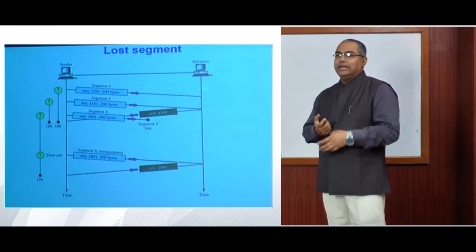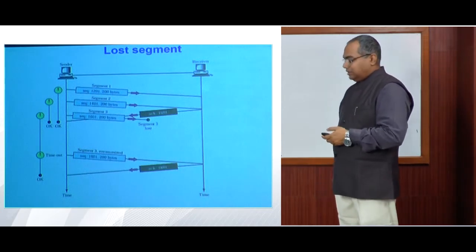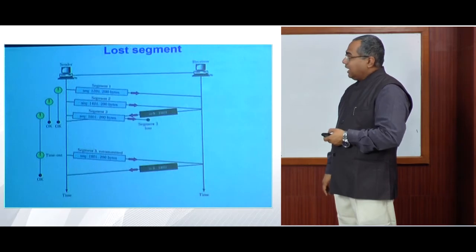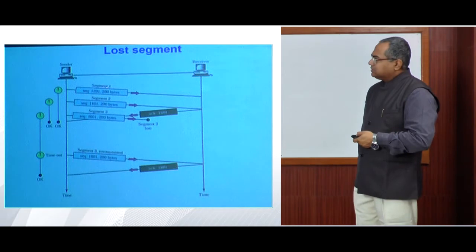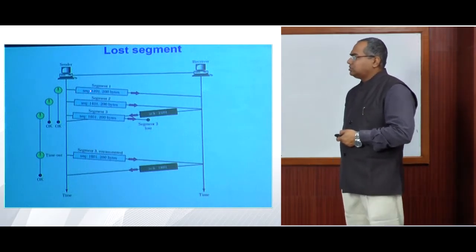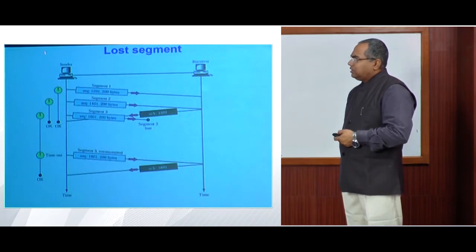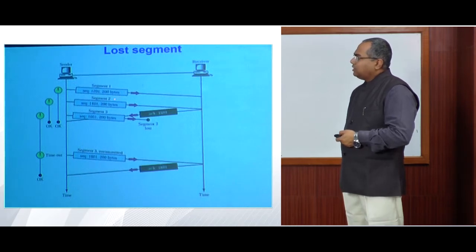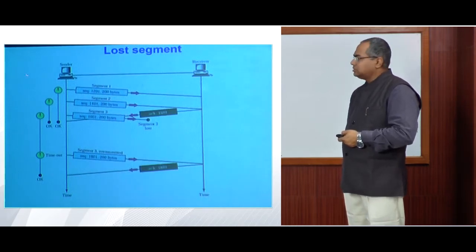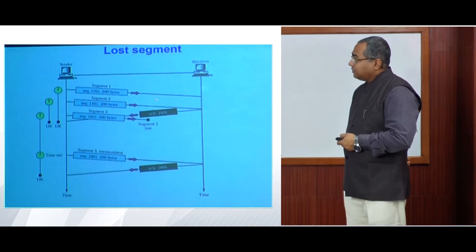Next, the next type of error control operation. This was the corrupted segment, and the next one is the lost segment. Let us discuss the same example. There are 3 segments to be sent across, with sequence numbers 1201, 1401, 1601, each having 200 bytes. Segments 1, 2, 3 all have been sent across. Each of them has its retransmission timer activated as soon as it has been transmitted.